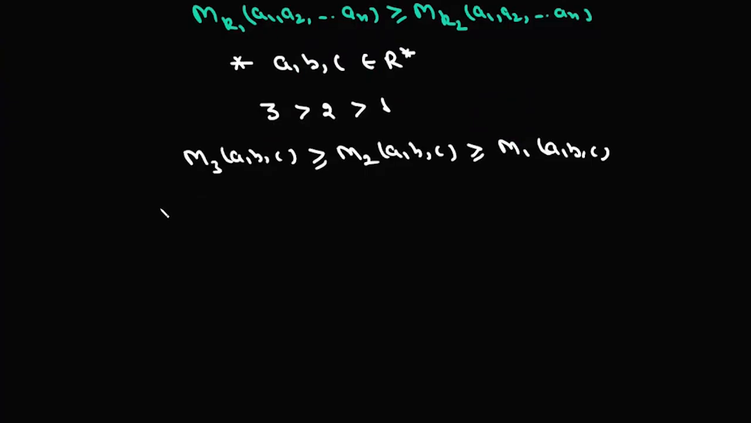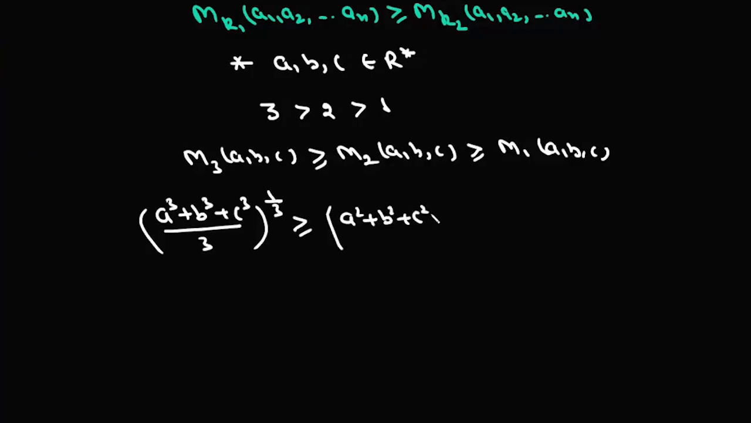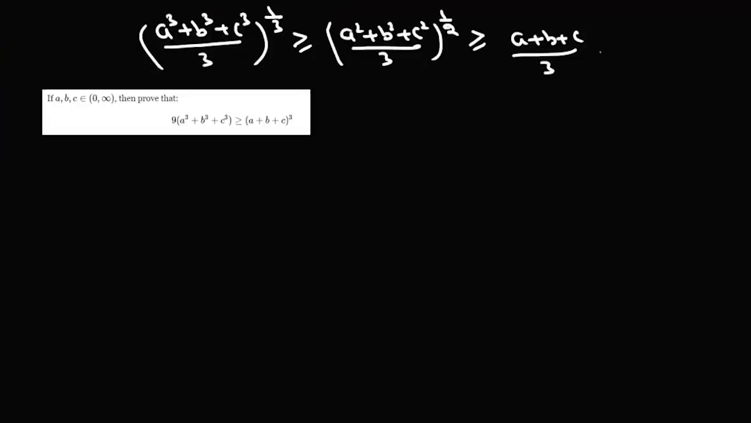Which simply means (a cube plus b cube plus c cube upon 3) to the power 1 by 3 will be greater than or equal to (a square plus b square plus c square upon 3) to the power 1 by 2, and will be greater than or equal to (a plus b plus c) by 3. So this is how we're going to use power mean inequality. Now let us take up an example.